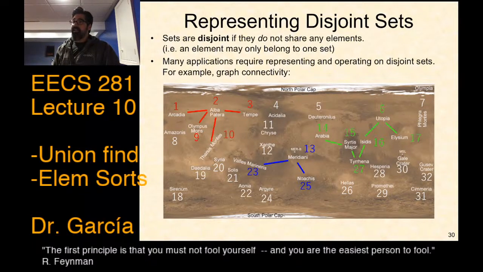Okay, so there's a bunch of disjoint sets here. There is the red subset, which contains 1, 2, 3, 4, 5 peaks. Then the blue one has 3 peaks. The green one has 6. And then all the other ones that are white are just disjoint sets that contain a single element.